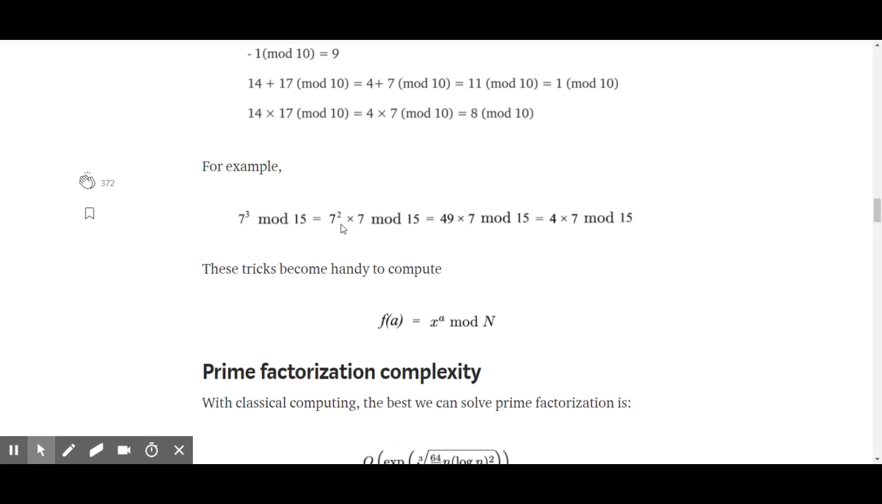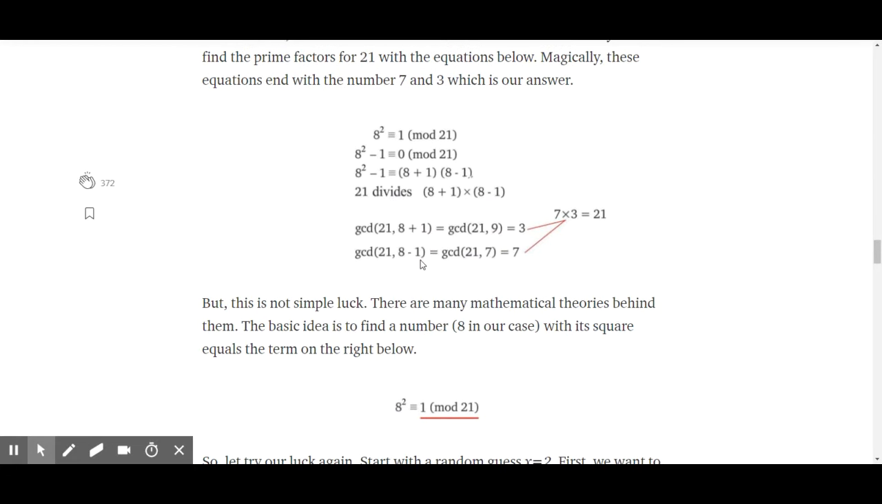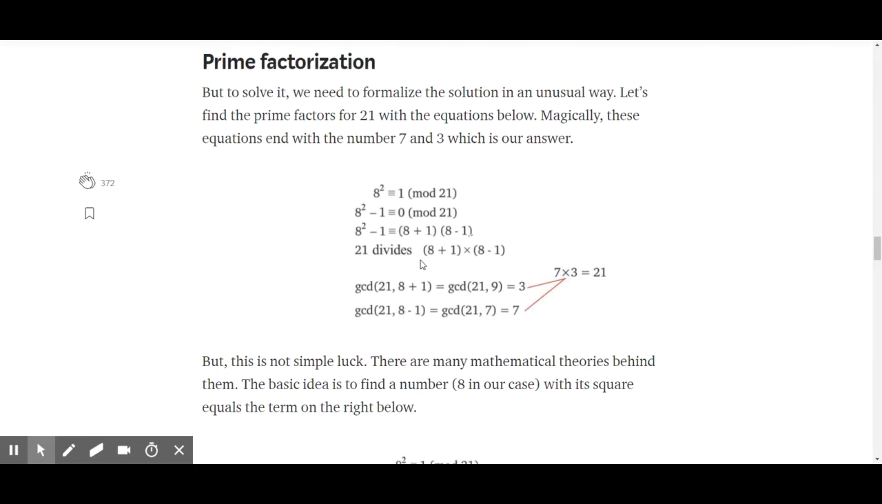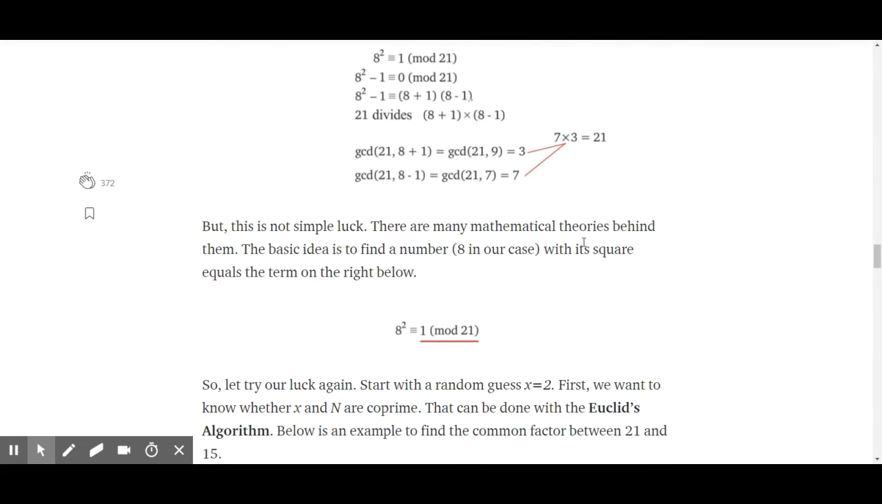Because this is exactly what those examples are doing. Complexity, prime factorization. So we need to formalize the solution in the usual way. Let's find the prime factors from the equation below. Magically, these equations end with the numbers 7 and 3, which is our answer. But it's not a simple trick. There are many mathematical theories behind it.